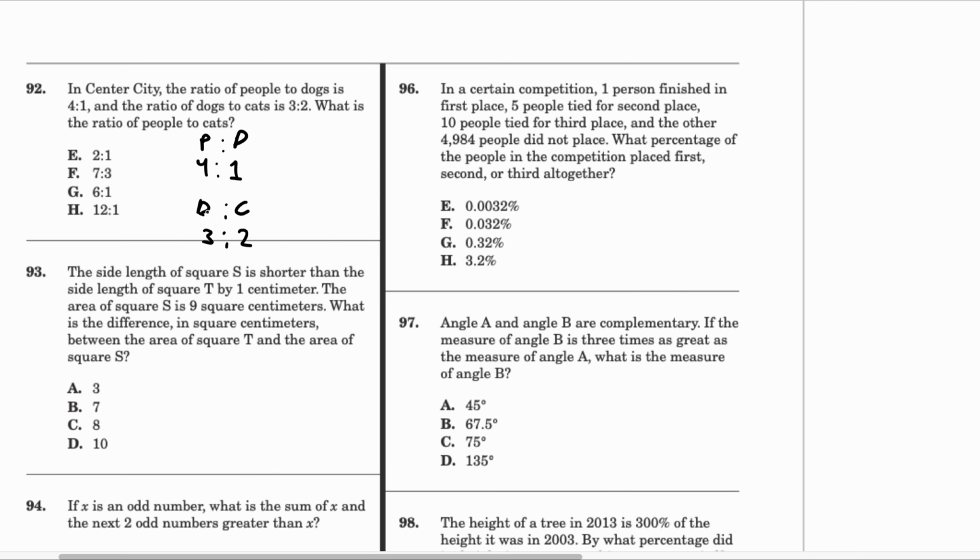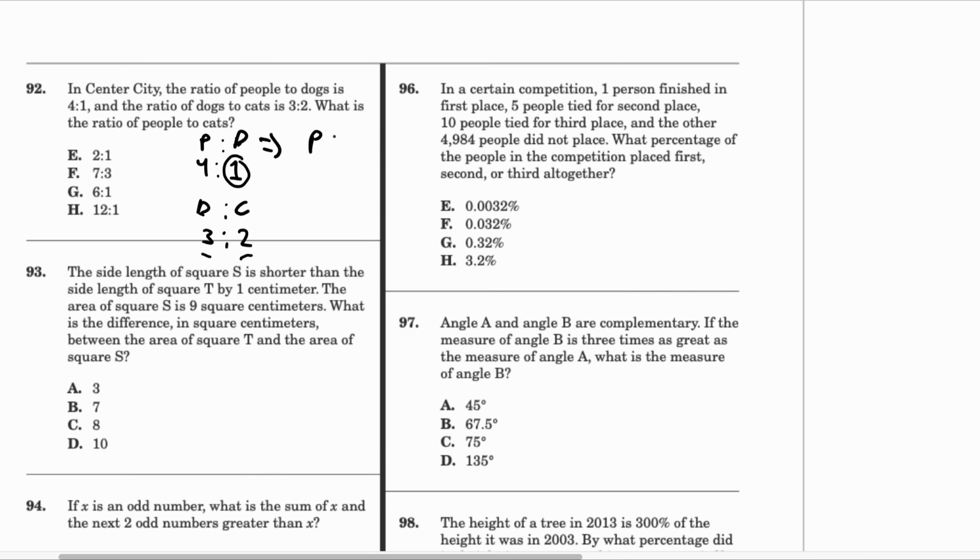So basically, one way to solve this problem is we see here dogs is 1. So if we look at the P to D ratio and we multiply both sides by 3, then we're going to have 3 dogs. And so we know since for every 3 dogs, there are 2 cats, we can just substitute that 2 cats, and then we can get our ratio from people to cats. So let's put that into action.